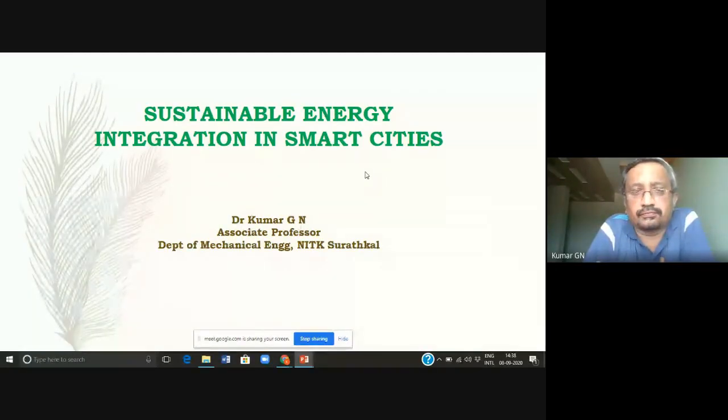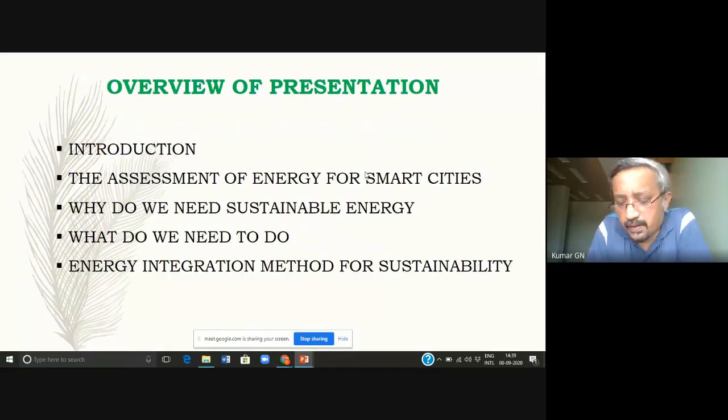As I said, energy is one part of smart cities development, and I am going to highlight it. In the presentation, I'm going to cover these things: the introduction, which includes sustainable energy and integration with smart cities. That is why we are going for sustainable energy in smart cities, and I'll highlight a few points on this. With respect to sustainable energy, we have to assess and analyze the problems, which I'm going to highlight in the second point.